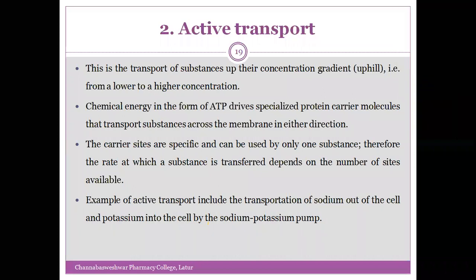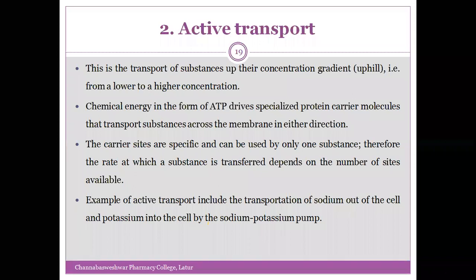In the case of active transport, the transportation occurs against the concentration gradient, uphill. Uphill means what? Lower to higher concentration. Yes, correct. So the substances are transported from lower concentration to higher concentration. That's why it requires energy in the form of ATP. In passive transport we discussed downhill, higher to lower, with no need of energy, but in active transport substances move from low concentration to higher concentration. That's why it requires energy in the form of ATP.